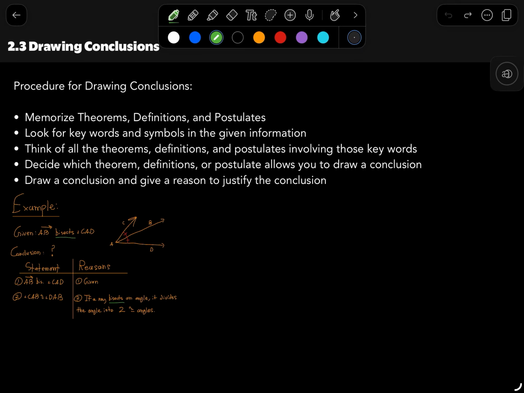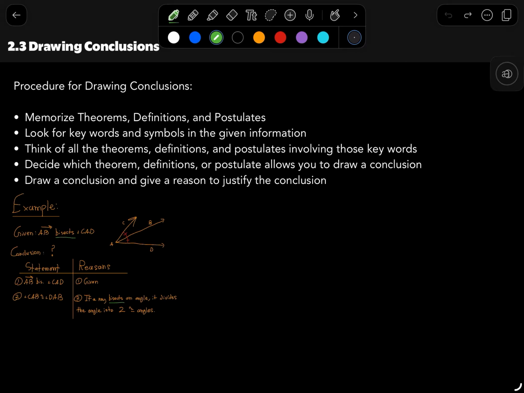Then after that, narrow down to a single theorem that you can use, given the information that you have. Decide which theorem or postulate allows you to draw a conclusion. After you associate those keywords with some properties or theorems, narrow down to one option. That's usually easy to do if you know what you're doing. And then finally, you would write that theorem down and draw a conclusion.